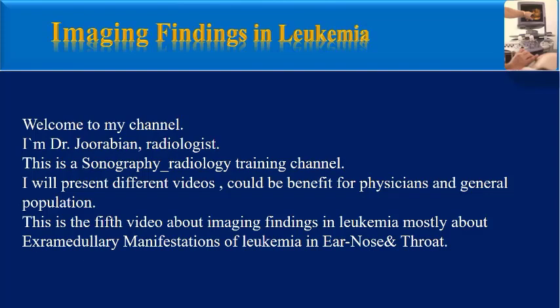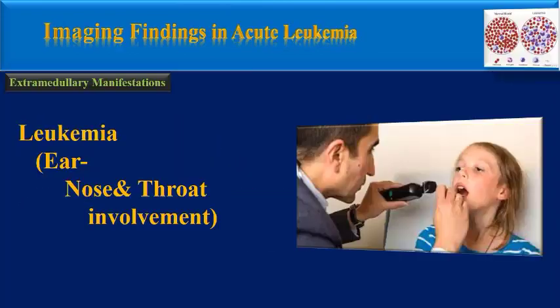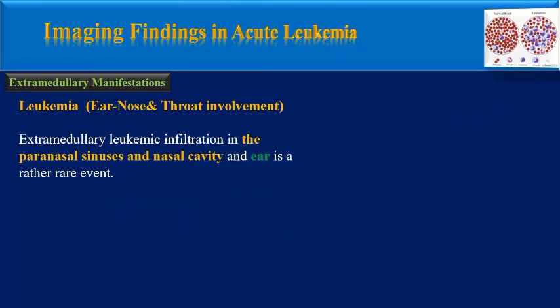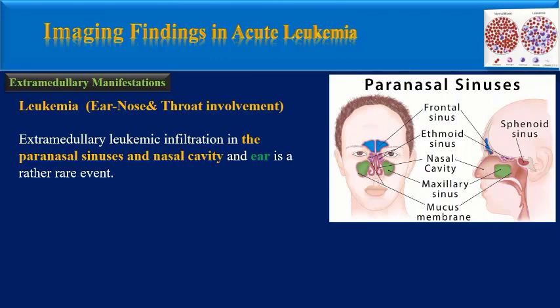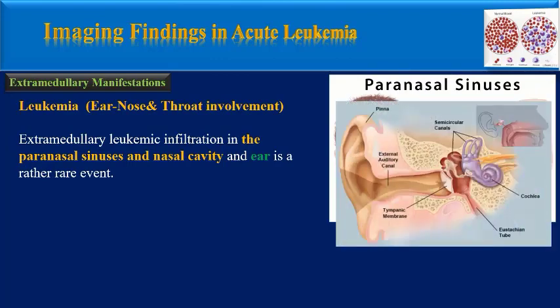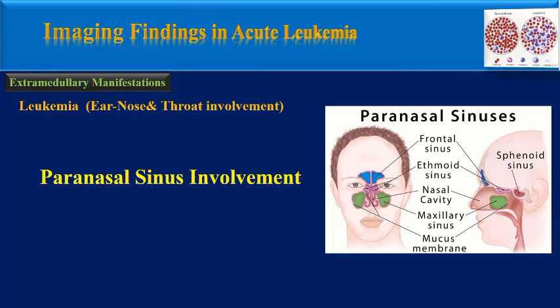This is the fifth video about imaging findings in leukemia, mostly about extramedullary manifestation of leukemia in the ear, nose, and throat. Extramedullary leukemic infiltration in the paranasal sinuses, nasal cavity, and ear is a rather rare event. These entities were only seen as case reports. The first section: paranasal sinus involvement.